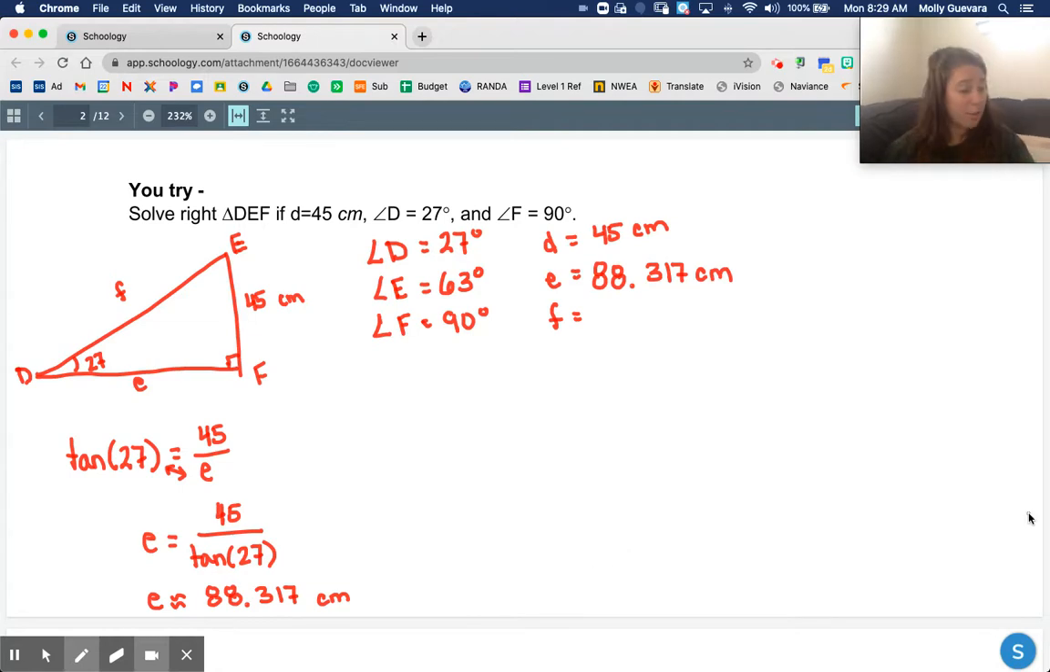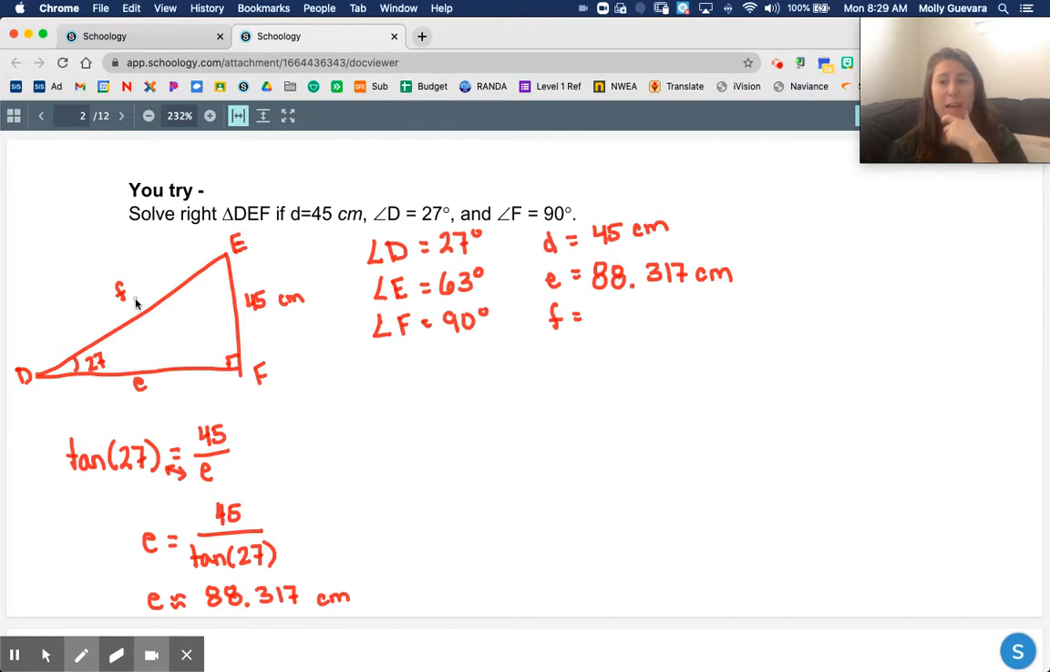We found E. A couple things. One, because I rounded that and it's not a very nice decimal, I'm probably not going to use it in my effort to find F. And two, what if we calculated it wrong? We don't want to use it then to find F because then F will be wrong. So in finding F, I want to use what I'm given again, which is the 45 and the 27.